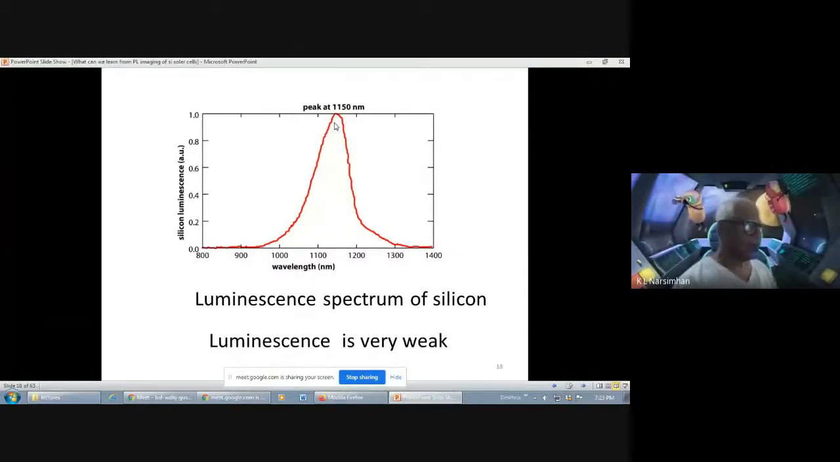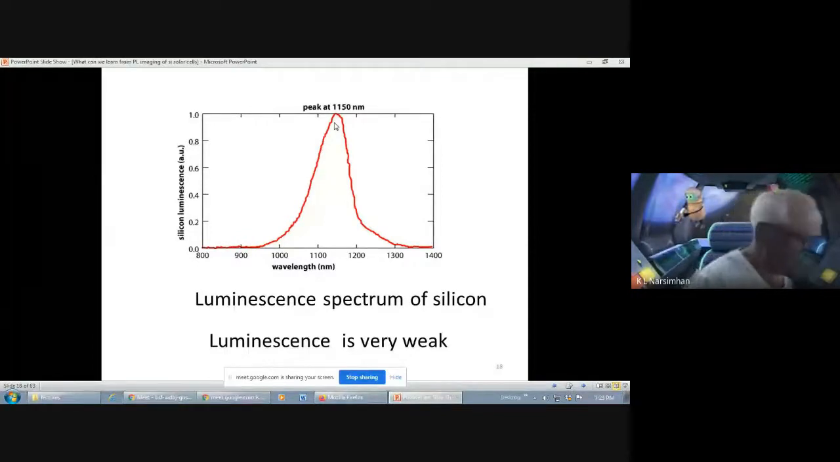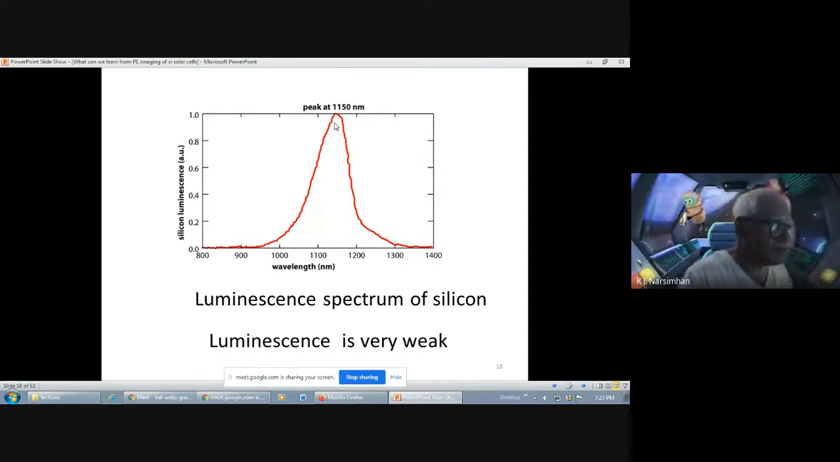Now, as we already have seen, one problem with this is that the luminescence efficiency can be very small in silicon, because it's an indirect bandgap semiconductor, and we saw that it can be as small as 0.01%. So this is a problem, that the luminescence is very weak. This is the first difficulty we have when using a commercial CCD silicon camera.